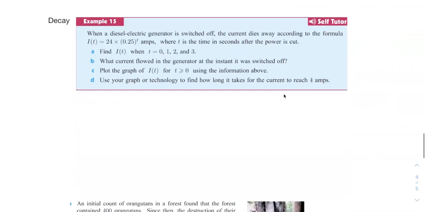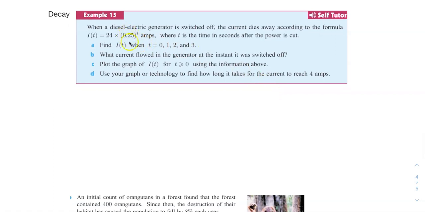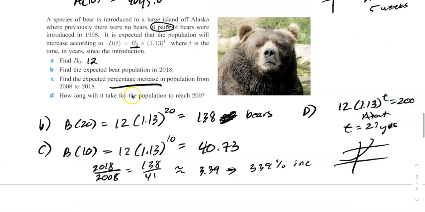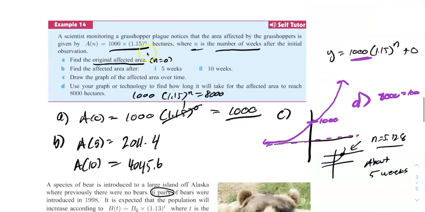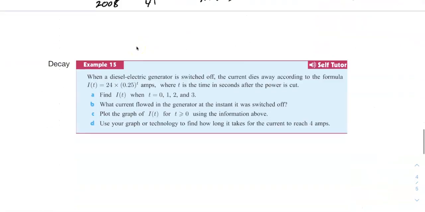Next one, let's do a decay graph. How do I know it's a decay? Because look at the value right here, right? This is my decay value. So it's less than 1, so it's decaying. Right here, the value was greater than 1, so it's growing. Let's do a decay problem.